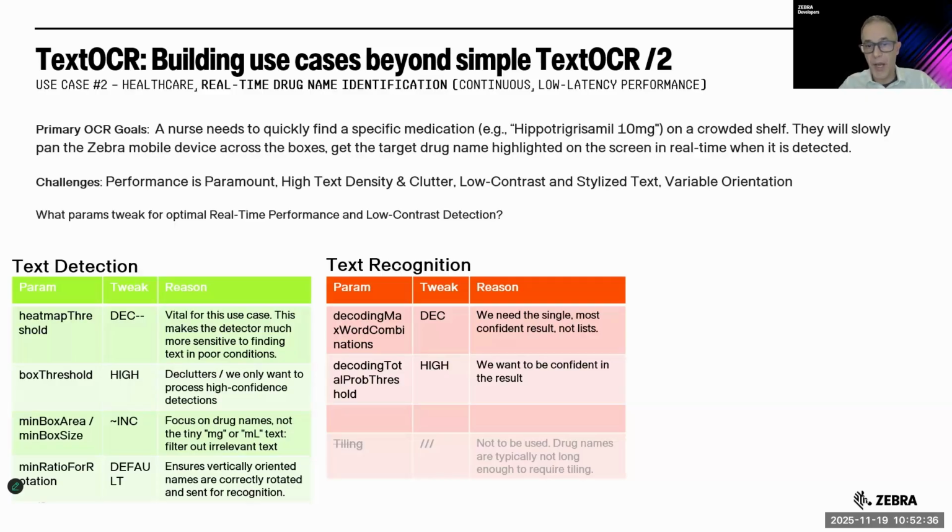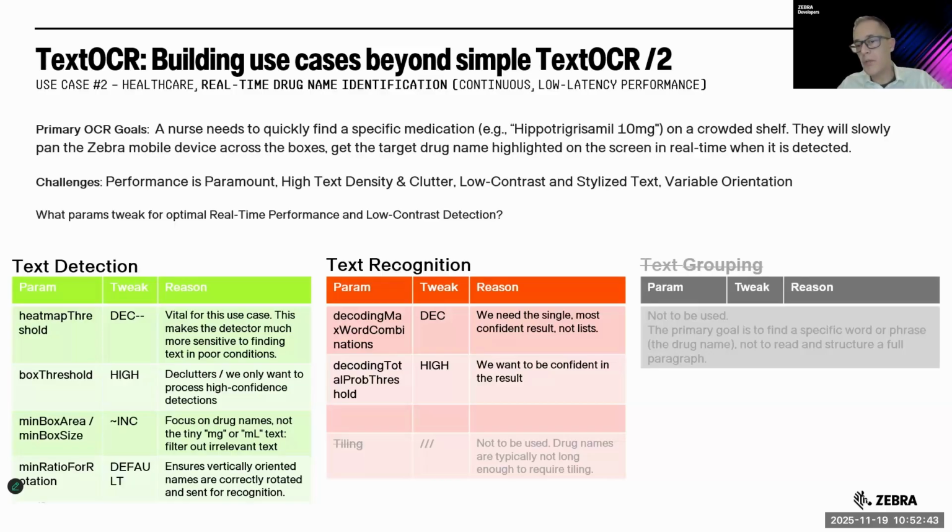You're not going to enable tiling because medication names are usually not that long, and you also don't need to tweak text grouping parameters because you're searching for a small word in the end and not phrases or multiple lines. I hope that these two use cases give an idea of what you can really do and adapt your application and the settings of each model to the specific use case to fine-tune it at the maximum level.